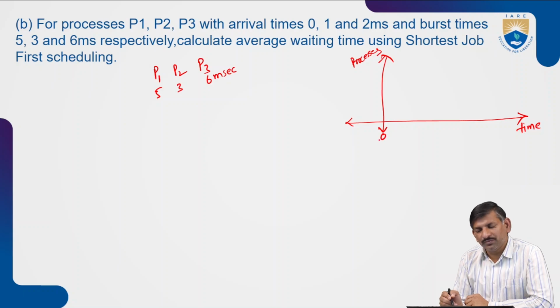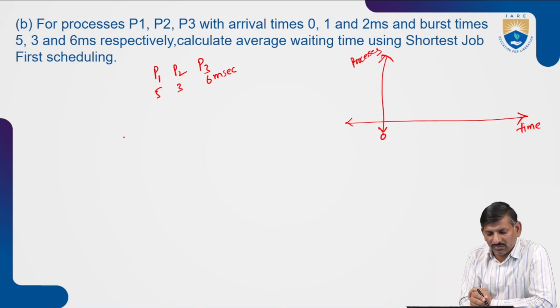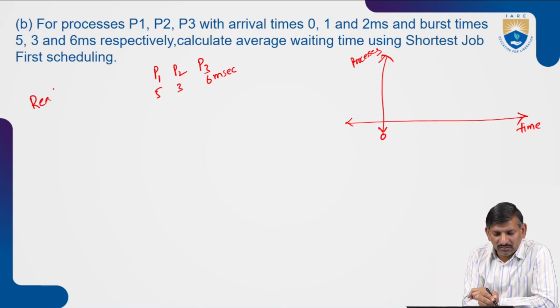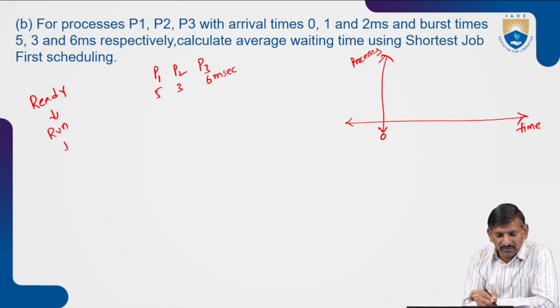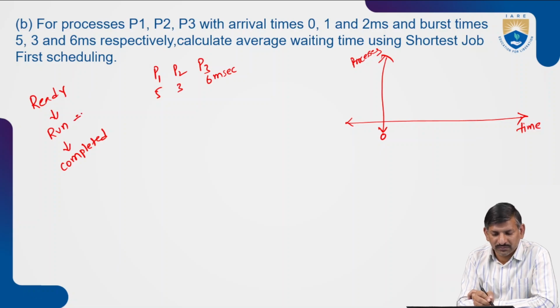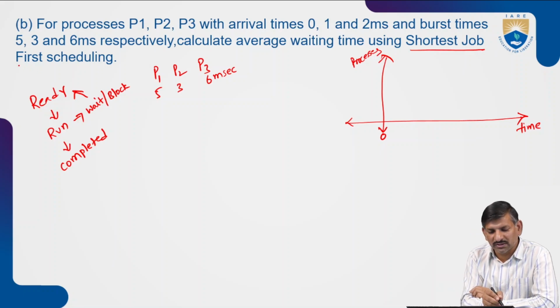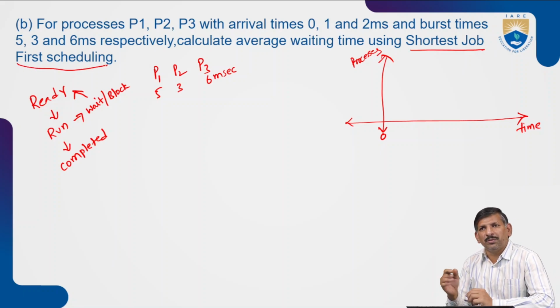So at the time of 0, what are the processes in the ready state? The states are ready state, running state, completed state, and waiting state or blocked state. The scheduling algorithm is SJF, shortest job first scheduling. In both non-preemptive and preemptive points of view, we can do it now.